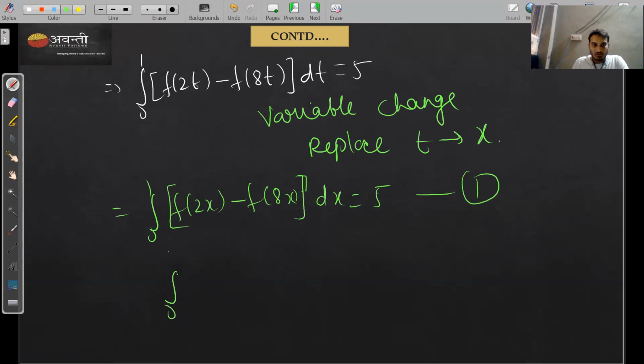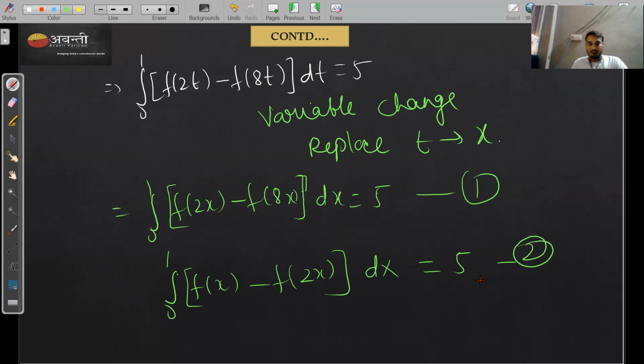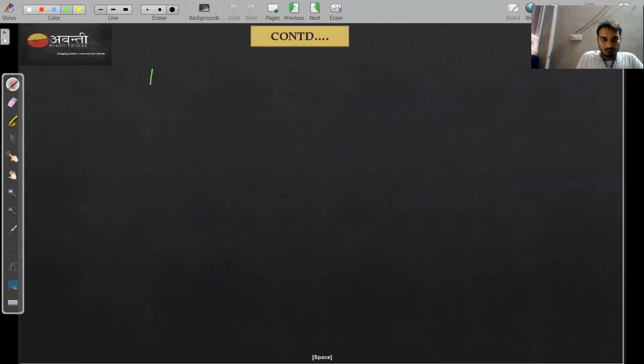is the integration from 0 to 1 of f of x minus f of 2x dx is equal to 5, right? This is equation 2. Now you can add equation 1 and 2, and they can be added easily because the limit is 0 to 1 in both the equations, right? So add equation 1 and 2.